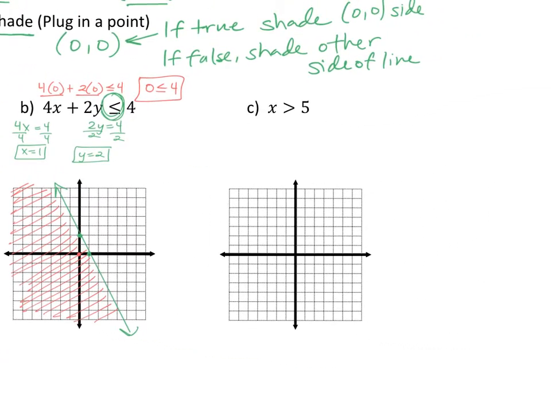Okay, this one, x is greater than 5. Again, think of this like an equation. If I graph x equals 5, that is a vertical line at 5. So 1, 2, 3, 4, 5. I'm going to put a vertical line. Now notice there's no bar underneath, so this is a dotted line.